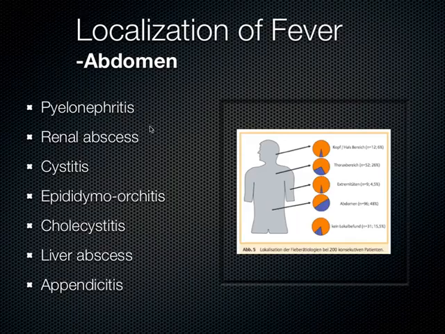And we can see pyelonephritis, renal abscesses, cystitis, infections down in the scrotal area with the epididymo-orchitis, and in fact abscesses within the testicle and within the scrotum, cholecystitis, liver abscesses, and finally appendicitis.